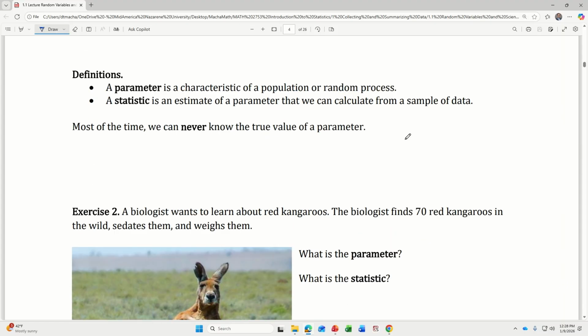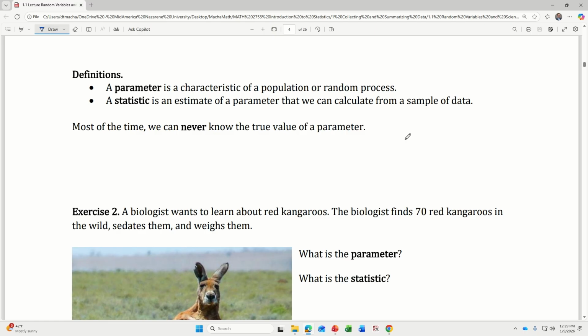Okay, a parameter is a characteristic of a population or a random process. A statistic is an estimate of a parameter that we can calculate. Most of the time in real life, we can never ever know the true value of a parameter.